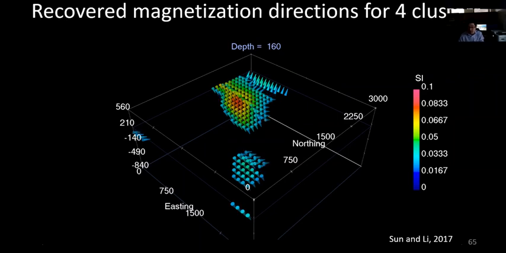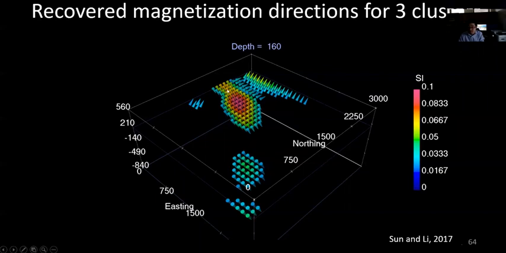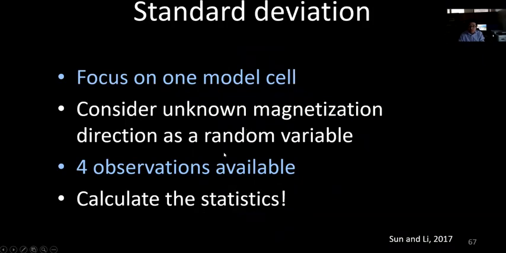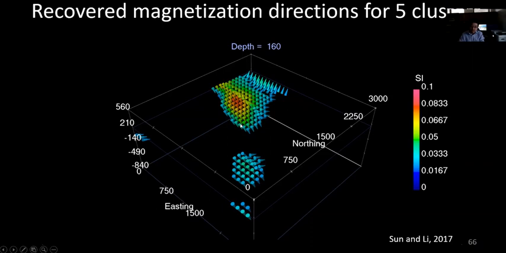For example, if I do one more time, if you just focus on this area here, the recovered direction is pointing downward. This is for 3 clusters, 4 clusters, and 5 clusters. So what we see here is that there seems to be a spatial variability in the sensitivity of the recovered direction to the assumed number of clusters. In some areas, the recovered directions are more robust against the assumed number of clusters.